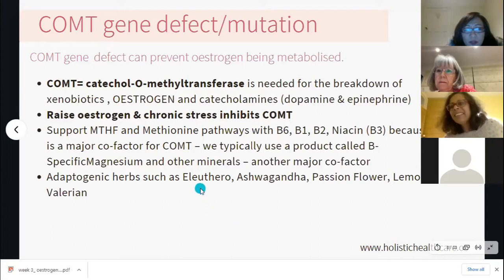So we can also support people with Siberian or Korean ginseng. So that's Eleutherococcus senticosus. Sounds a bit rude, but I think that's Korean ginseng, not Siberian ginseng. And then you've got ashwagandha, which I talk a lot about.